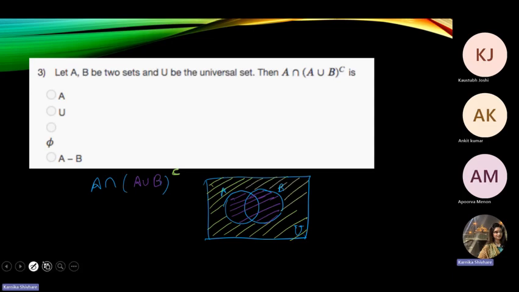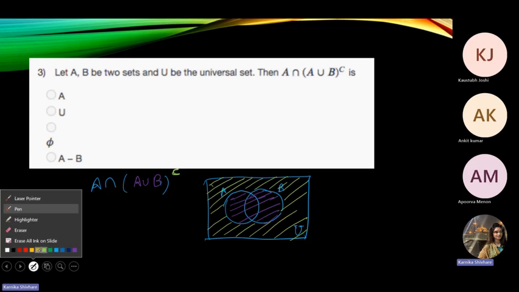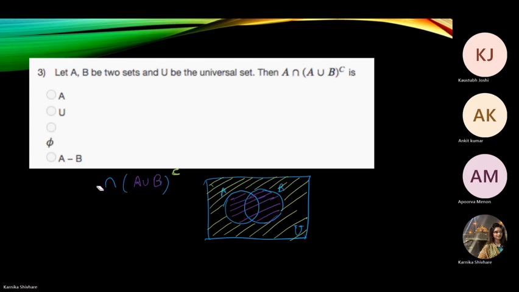And they are saying A. What is A? A is this one. And they are saying the intersection between this yellow one and this green one. So we can very clearly see there is no intersection.